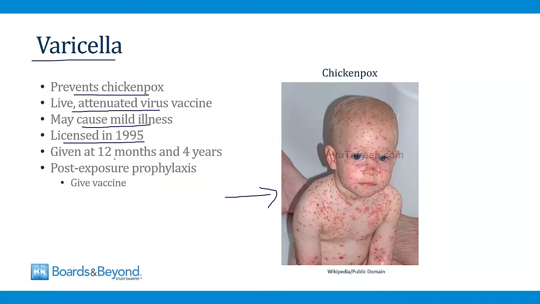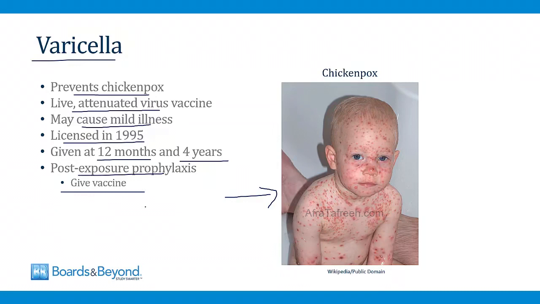The schedule is 2 dosages, one at 12 months and one at 4 years. And because you have to wait 4 years before the child is fully vaccinated, sometimes children are exposed before receiving both dosages. For example, they might be exposed to an adult who has herpes zoster. When that happens, what you do is administer post-exposure prophylaxis, which is really just to give the vaccine.